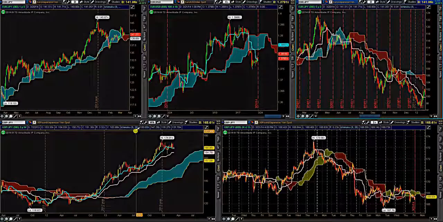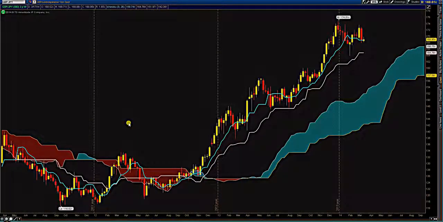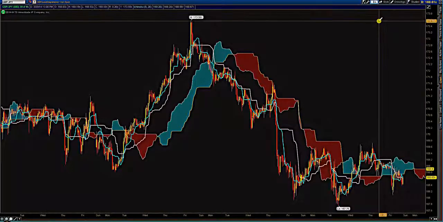Now let's combine the Tenkan-sen and the Kijun-sen. This is a very popular method of trading, similar to using a death cross or a golden cross with the moving averages. If the 50 crosses above the 200, that's your golden cross, and if the 50 crosses below the 200, that's a death cross, and you should be looking for short opportunities.